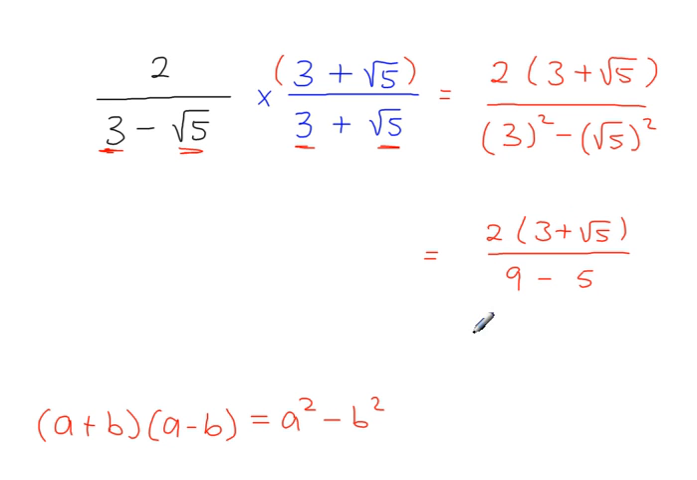numerator, 9 minus 5 will give 4, and then I can cancel the 2 with the 4. So the final answer will be 3 plus root 5, because 2 over 4 is just the half, so there's your half. I'm dividing by 2.